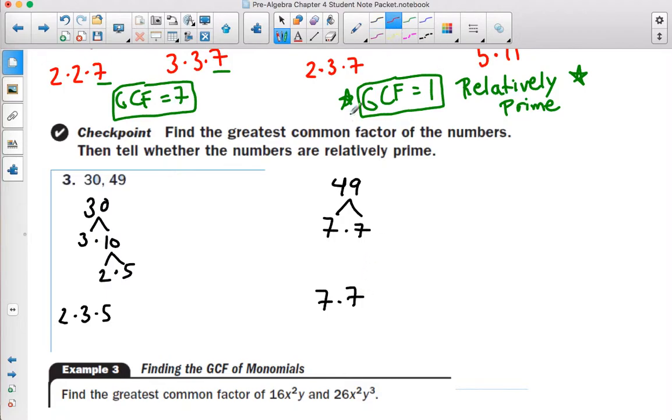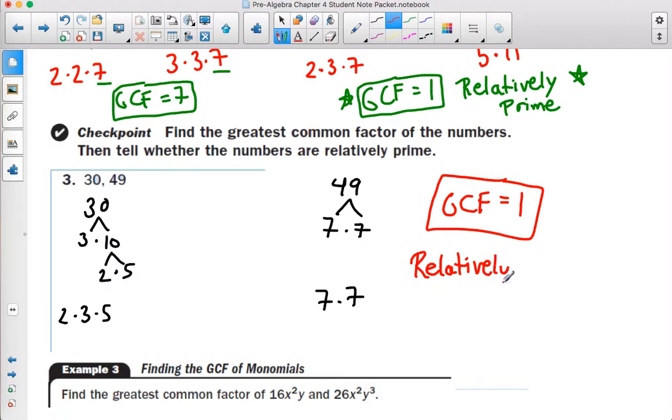Now I look, do they have any factor in common in their factorization tree? They don't. So their greatest common factor is equal to 1. And if it's equal to 1, we say these numbers are relatively prime. They really don't have anything in common. They are relatively prime. It's kind of special to be relatively prime, so that's why we have a special name for it.